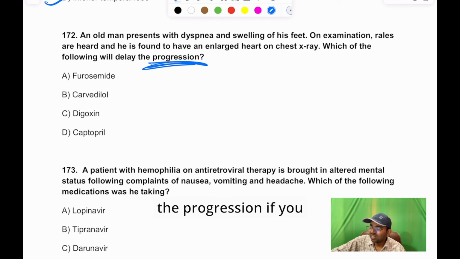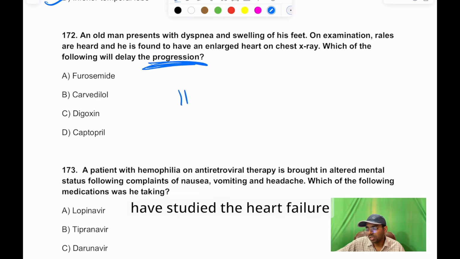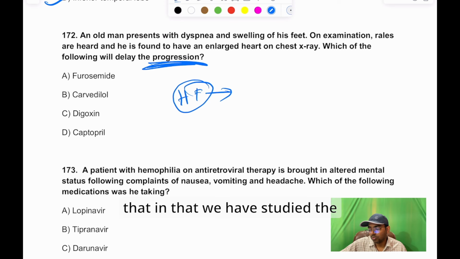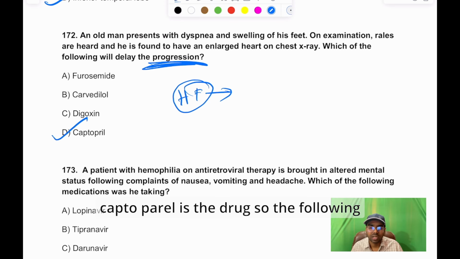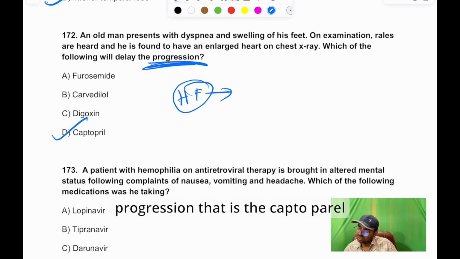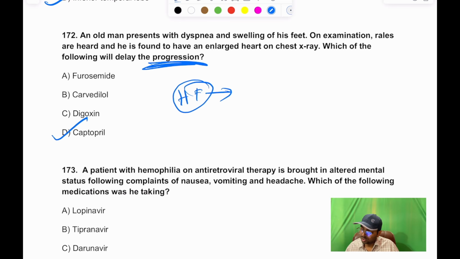172. Delay the progression. If you have studied heart failure, what are the drugs that can be used to delay the progression? In that we have studied that captopril is the drug. So the following will delay the progression, that is captopril.